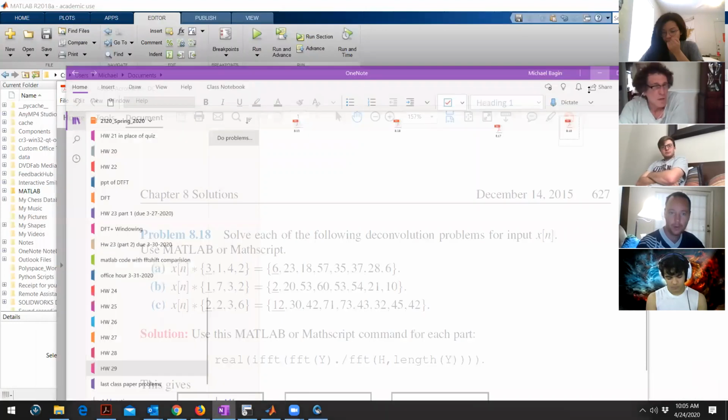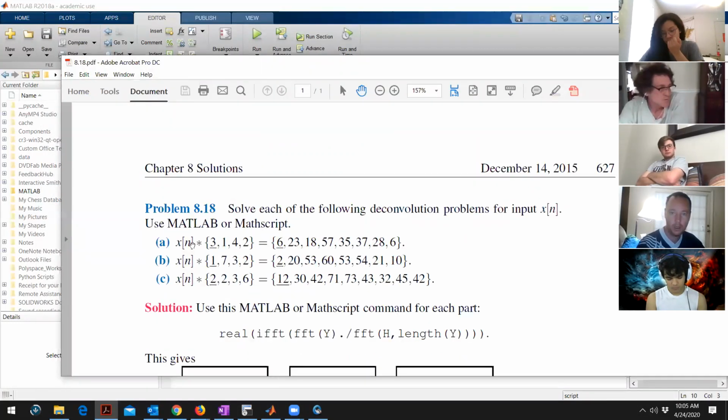So here it asks you to find what X is. Use MATLAB for this. If this is the impulse response, and it starts at 0, and this is the actual output, the Y, they want to do a deconvolution. We want to find X based on this. Follow me? Remember, this that I have my hand over is the impulse response.